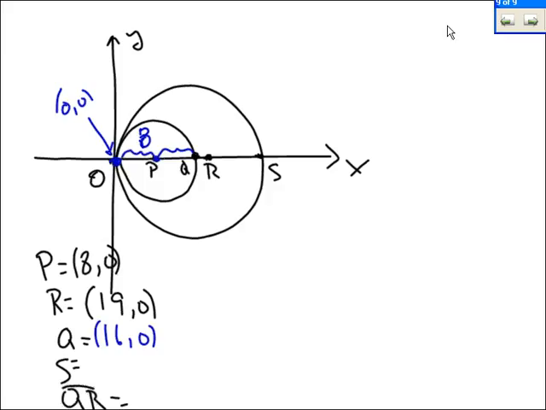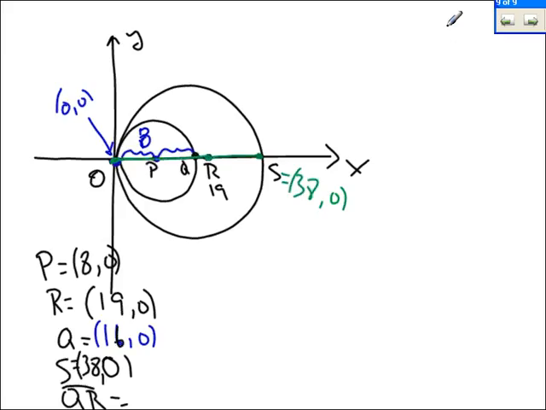Okay. Now, they told us that R is 19 over. You go 19 from one end point of a circle to the center. That's 19. Well, if you go the other way, you're going to go another 19. S is at 38, 0.